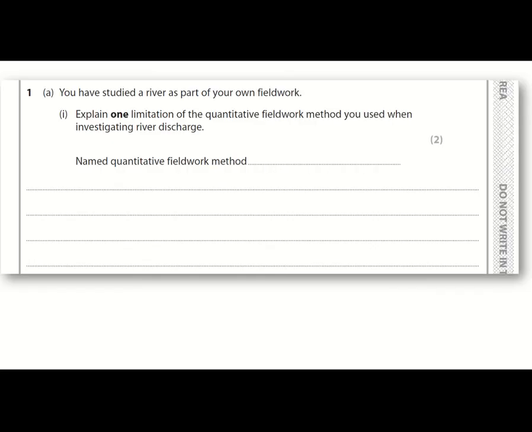Okay, so here we go. This is an explain for 2 marks. Explain one limitation of the quantitative fieldwork method you used when investigating river discharge. So quantitative is about gathering data, lots of numbers. You need to name it, again specifically, what you used to measure river discharge, and it's got to be quantitative.